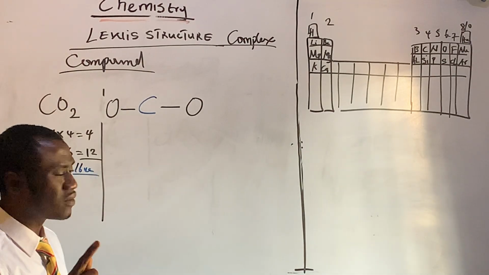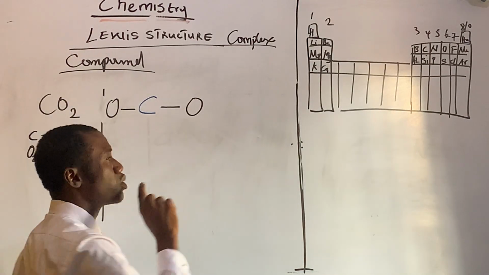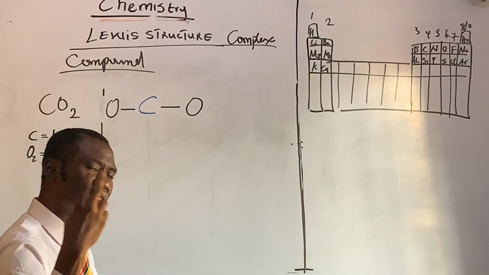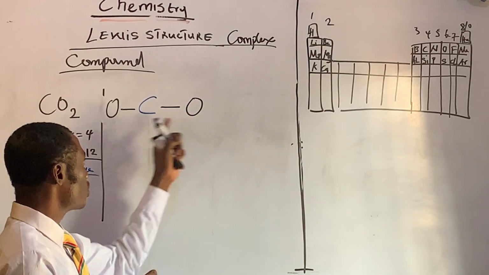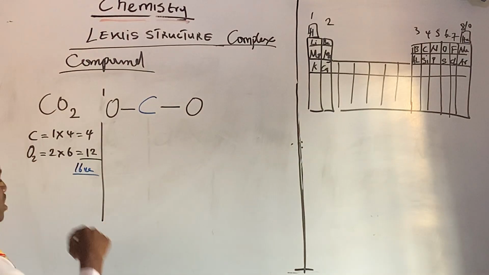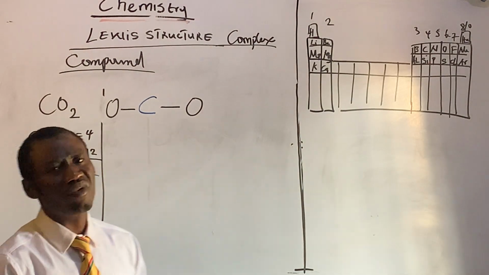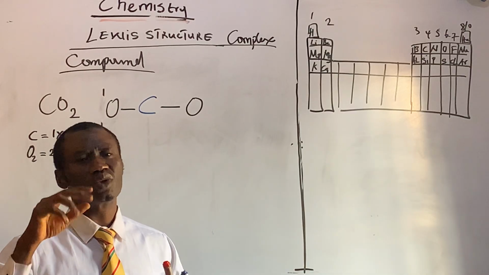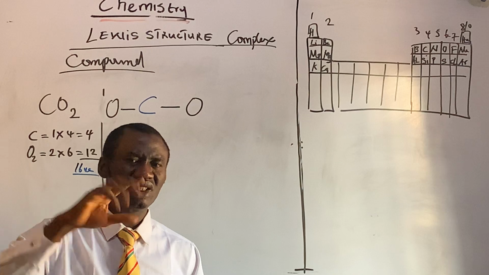We're going to subtract 4 from the 16 electrons, because this one single bar means 2 electrons, and this one single bar means 2 electrons. So 2 plus 2 is 4. Subtracting it from 16, we're going to have 12 remaining electrons. Now, these 12 remaining electrons are going to form lone pair electrons on the oxygen atoms.